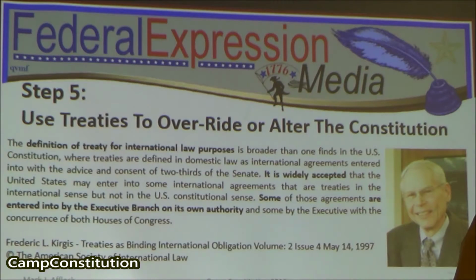Where treaties are defined as domestic law, as international agreements entered into with the advice and consent of two-thirds of the Senate, it is widely accepted that the United States may enter into some international agreements that are treaties in the international sense, but not in the U.S. constitutional sense. Some of those agreements are entered into by the executive branch on its own authority, and some by the executive with the concurrence of both houses of Congress. So I don't know where he gets this from. This is unbelievable. This is what they're selling our law students.